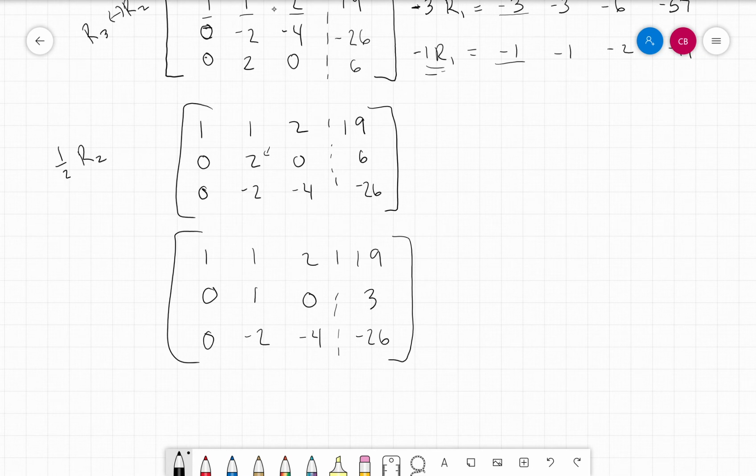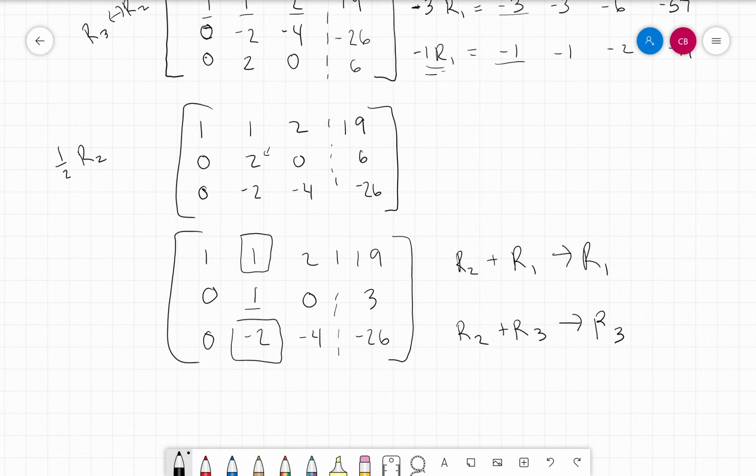Now, we have a 1 here, we want to get a 0 here, and a 0 here. So we're going to multiply row 2 by something, add it to row 1, yield row 1, and then we're going to do row 2 times something, add it to row 3, and yield row 3. What do I need to multiply row 2 by to add to row 1? Well, this is 1, this is positive 1, so we need to multiply by negative 1. And this is 1, and this is negative 2, so I want this to be 0, so I need to multiply this by 2, because 2 plus negative 2 is 0.